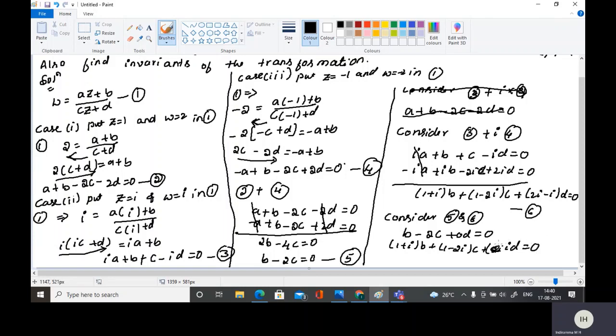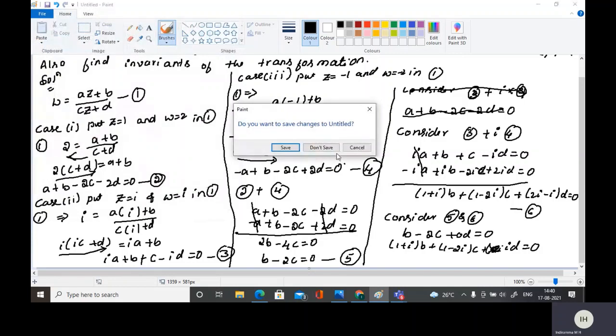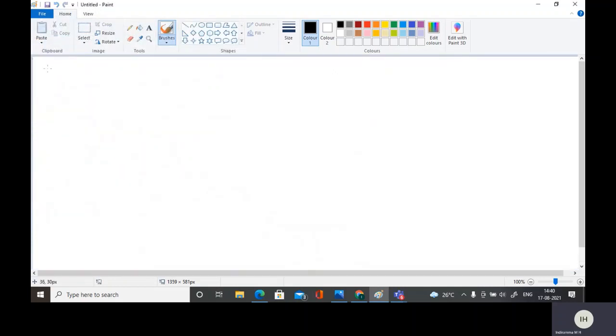So we got 2 equations with 3 unknowns. Now we can easily use Cramer's rule. We have to remember these 2 equations: b minus 2c plus 0d equal to 0, and 1 plus i into b plus 1 minus 2i into c plus id equal to 0. I will go to the next page. You have to remember the coefficients of b, c and d.